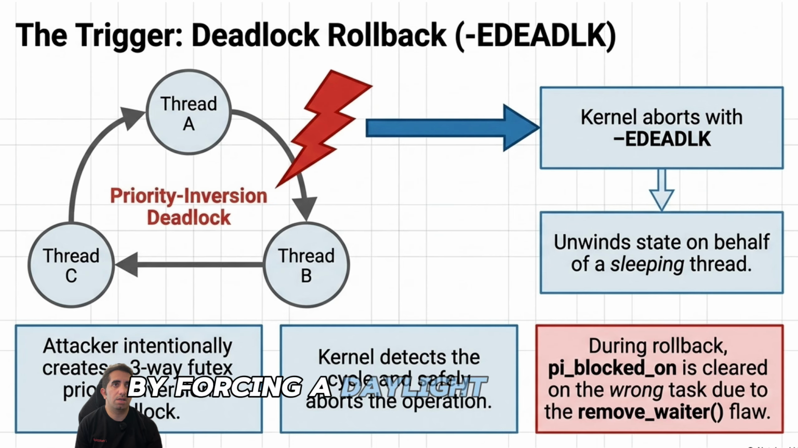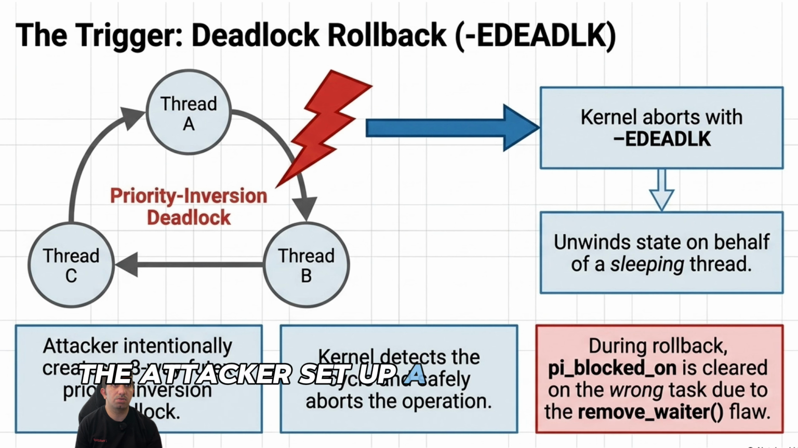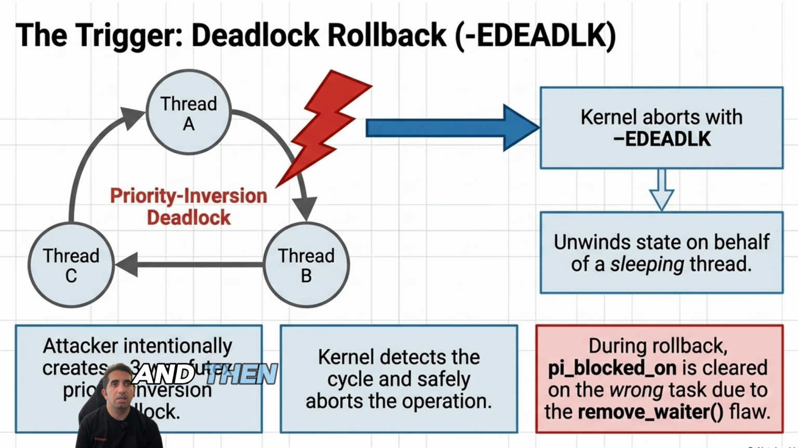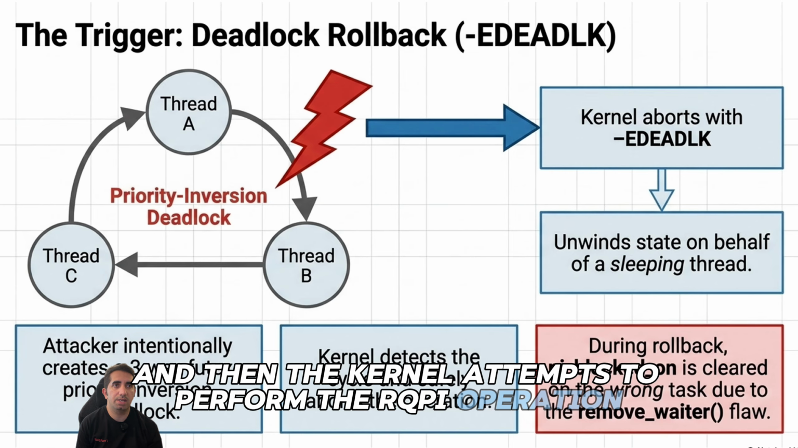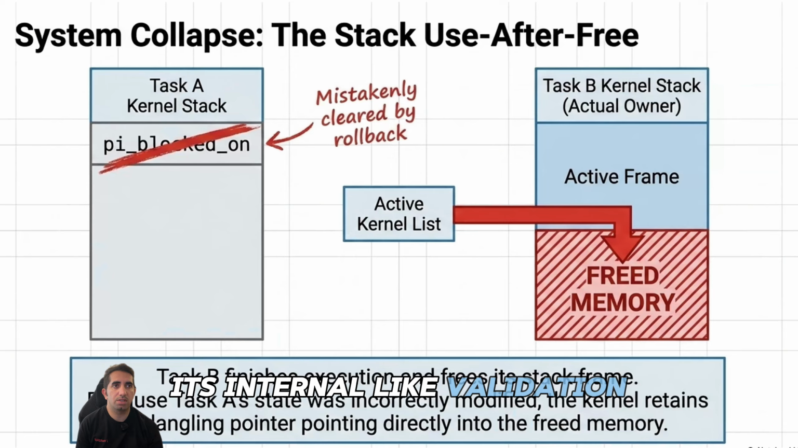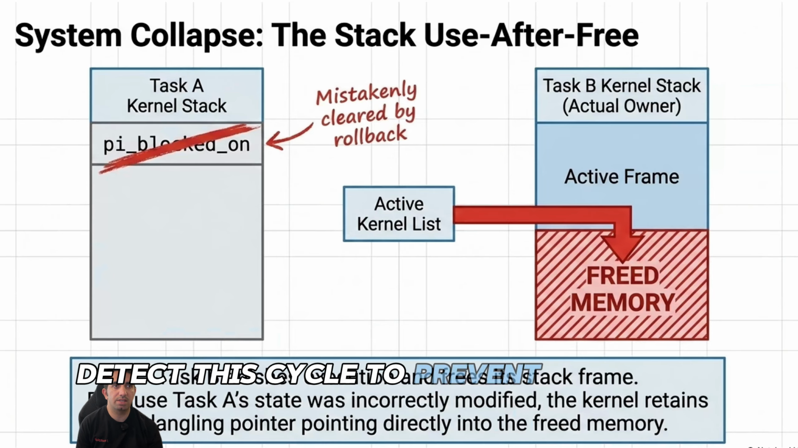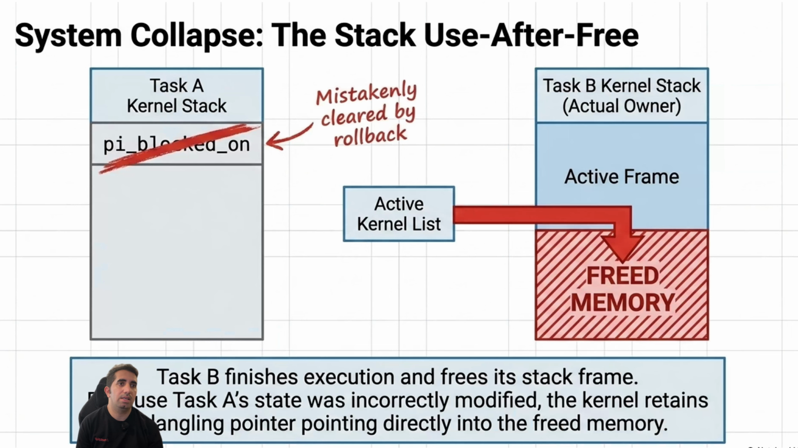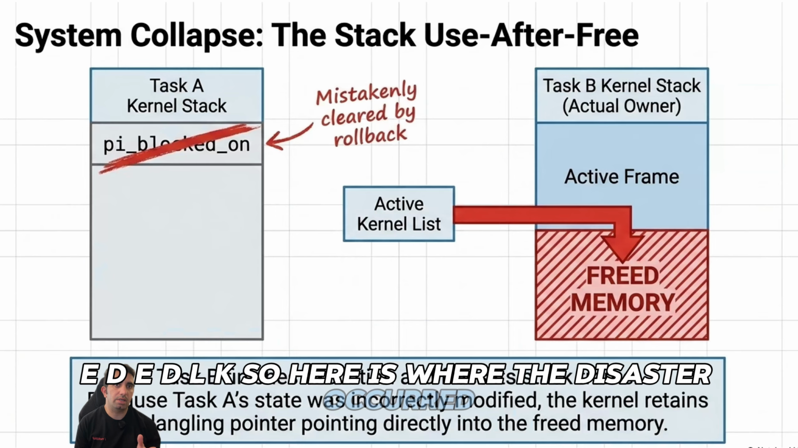By forcing a deadlock rollback. The attacker sets up three coordinated threads, A, B, C, to intentionally construct a circular priority inversion deadlock. And then the kernel attempts to perform the requeue PI operation. Its internal lock validation detects this cycle to prevent the system from freezing. The kernel aborts the operation and returns the error code EDEADLK. So here is where the disaster occurs.